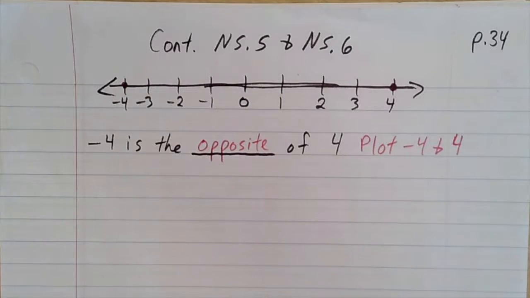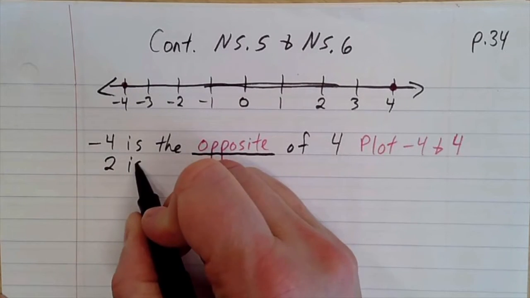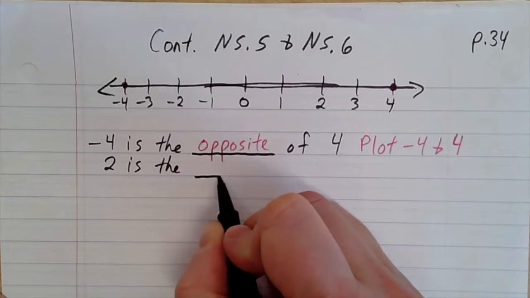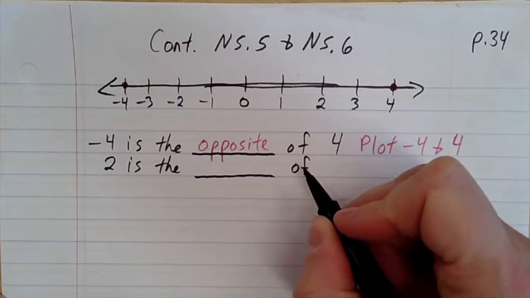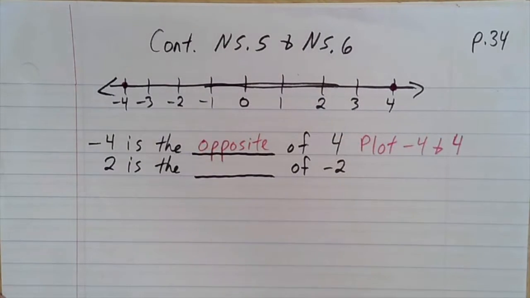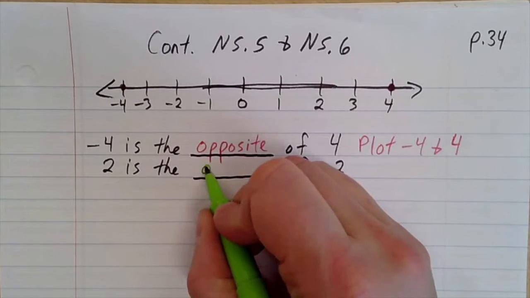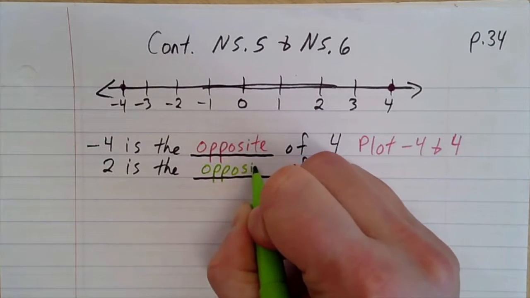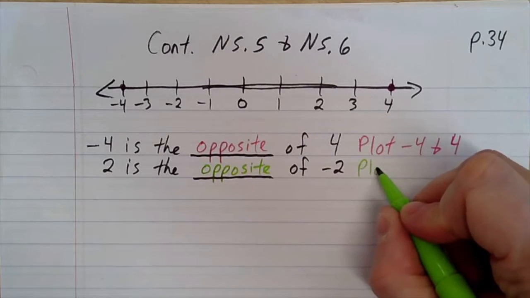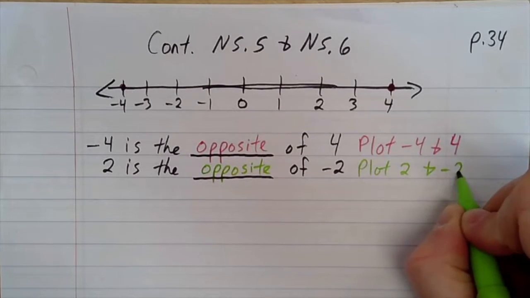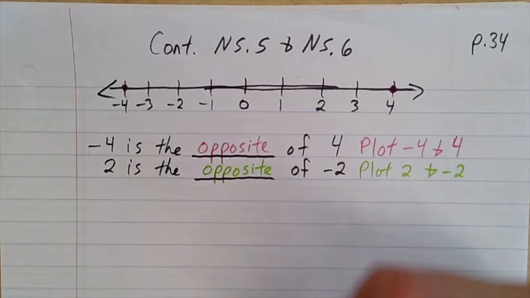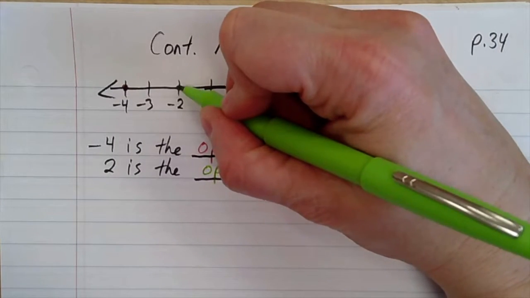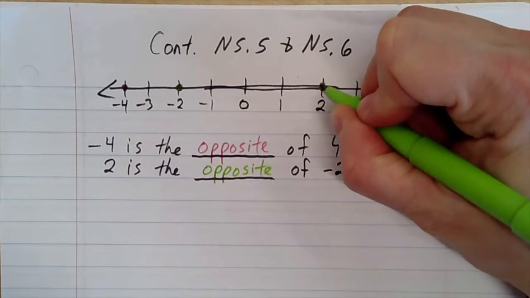The other example I have is 2 is the blank of -2. So 2 and -2, they're opposite, so I'm looking for you to fill in opposite here. And then I would like you to plot 2 and -2 on that number line. 2 would be -2's there and +2's there.